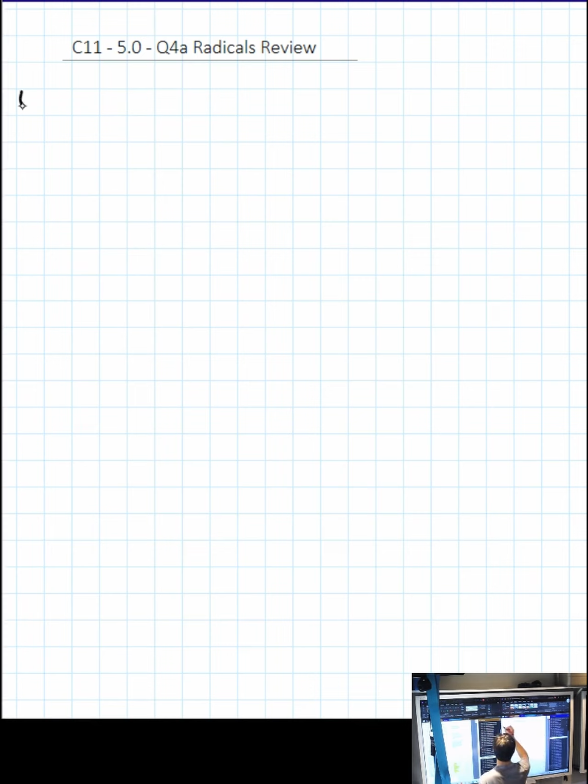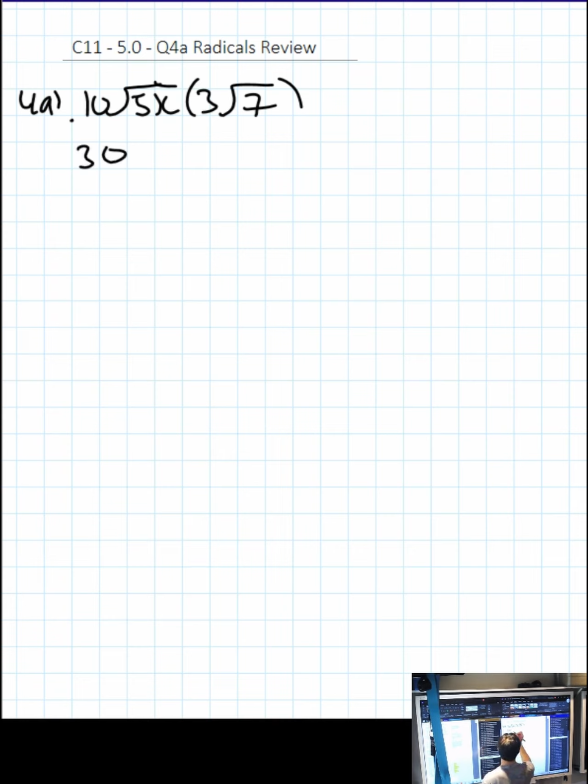Okay, we have 4a. This is 10 square root 5x times 3 square root 7. So all we're going to do is multiply the numbers in front and multiply the numbers underneath the root. 10 times 3 is 30, so we have 30 square root 35x. Now, we would think, can you simplify 35? No, because we multiplied 2 prime numbers together to get it, so we can't simplify it. Let's circle our answer.